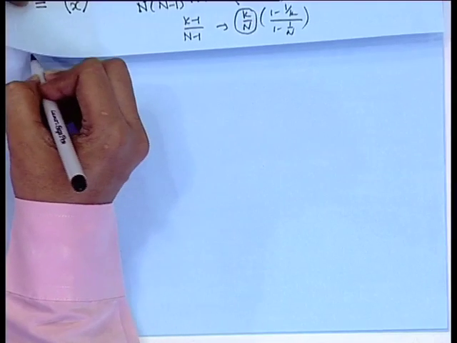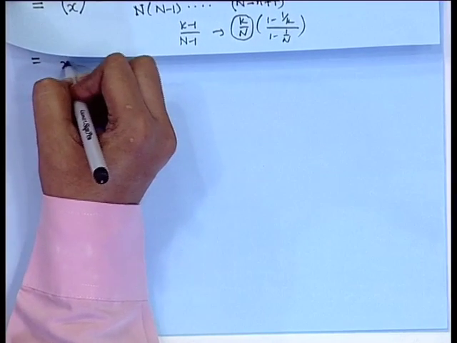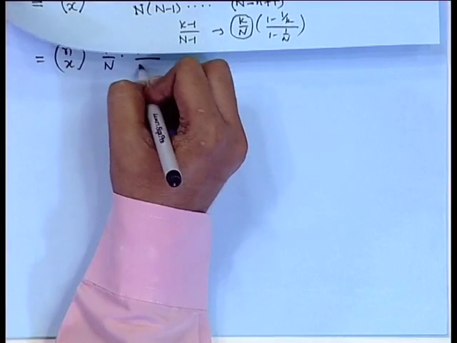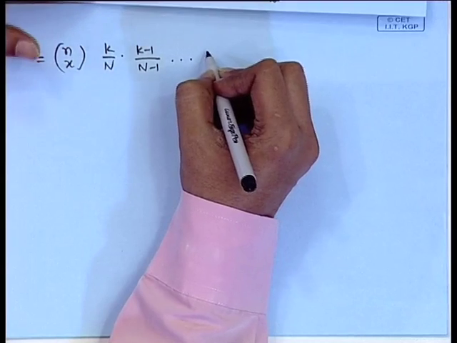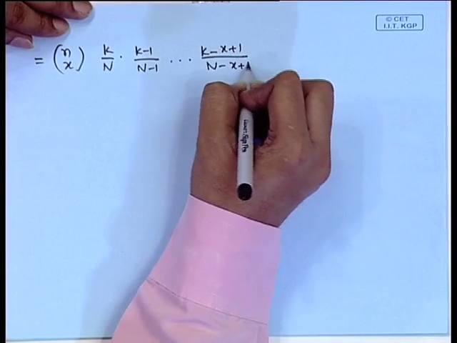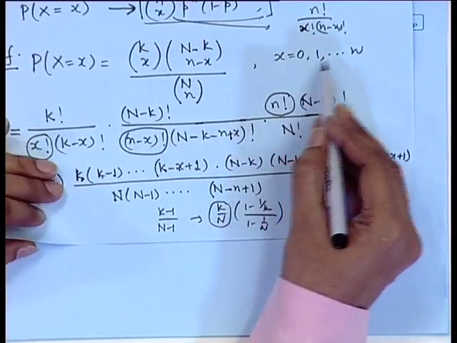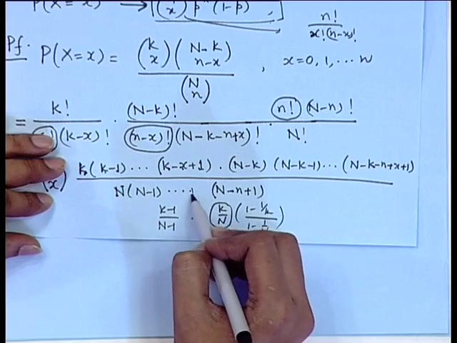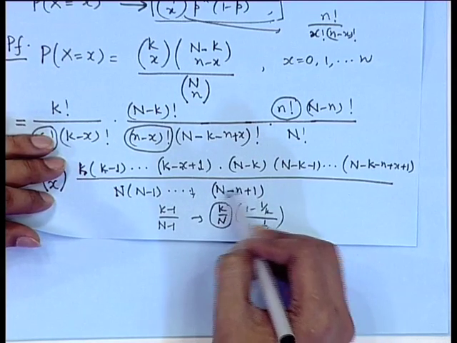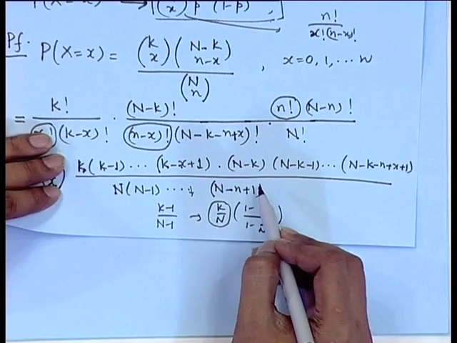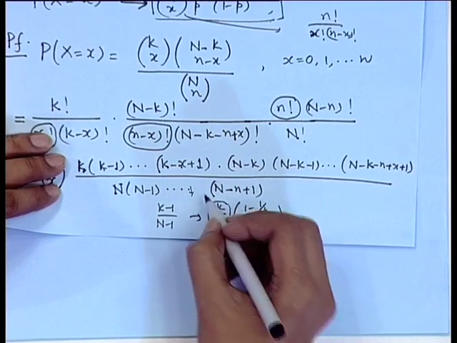So, after adjustment of the terms, we can see that this is equal to n c x times k by n, k minus 1 by n minus 1 and so on up to k minus x plus 1 divided by n minus x plus 1. Now, x is up to n, therefore this term n minus x plus 1 is coming somewhere here, n minus n plus 1 will come afterwards. So, there are n minus x terms still left over, which we need to adjust with other terms.